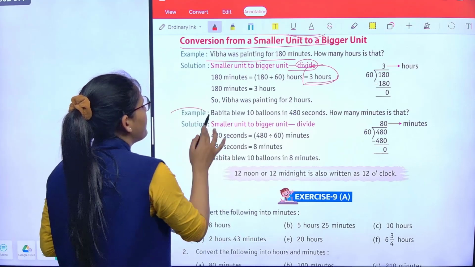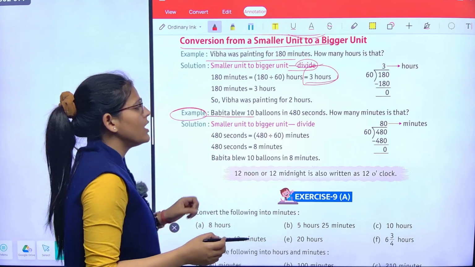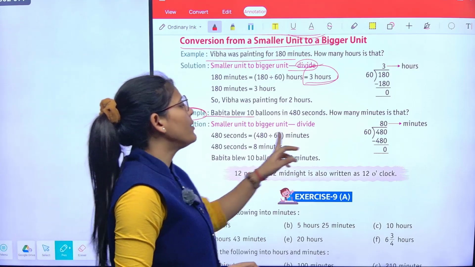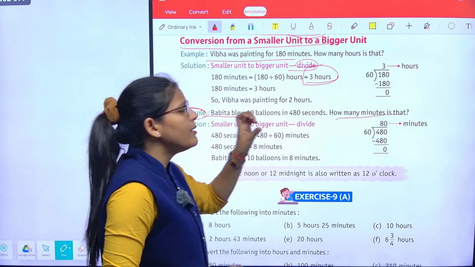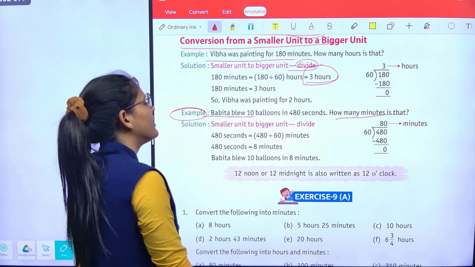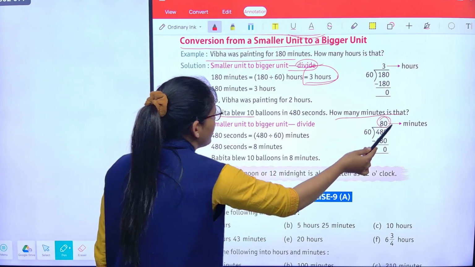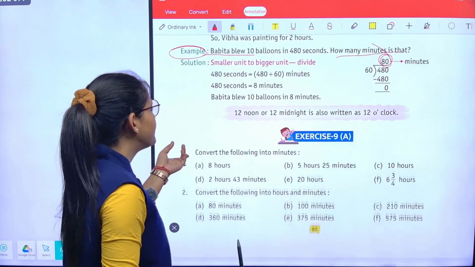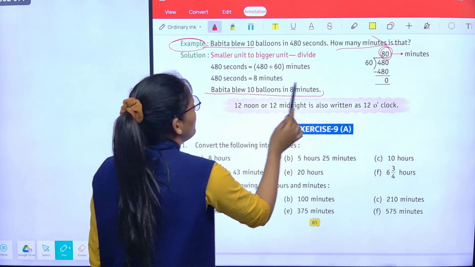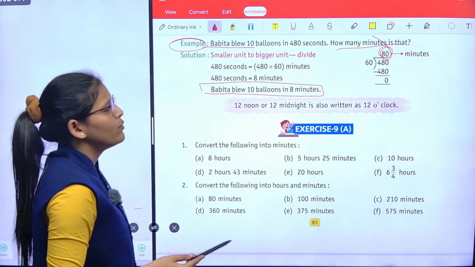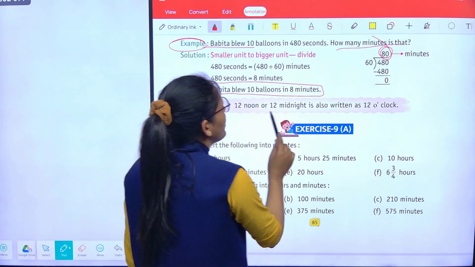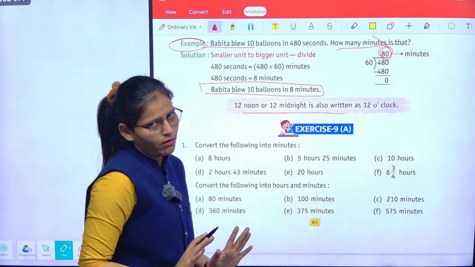Now, example, Babita blew 10 balloons in 480 seconds. How many minutes is that? Now class, again we will divide. 6 8s are 48, that is 8 minutes. Babita blew 10 balloons in 8 minutes. 12 noon or 12 midnight is also written as 12 o'clock.